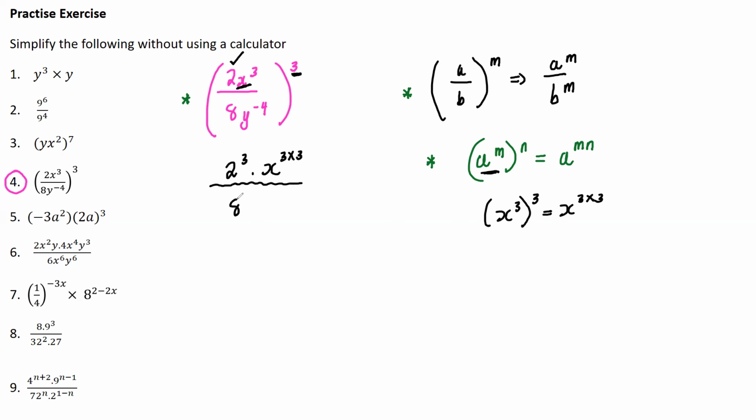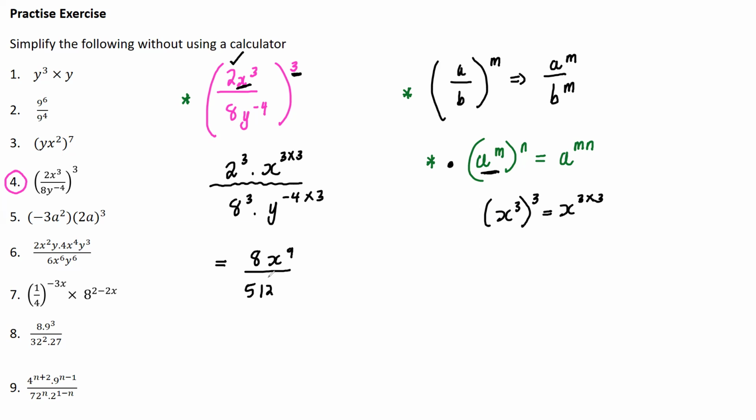Over at the bottom, I've got 8 cubed. That's all good and well. Y to the power negative 4, again times 3. I'm respecting this particular rule of exponents. And so we're simplifying without a calculator. 2 to the power 3 is an 8. X to the power 3 times 3 is x to the power of 9, over 8 to the power of 3. I think it should give you 512, if I'm not mistaken.